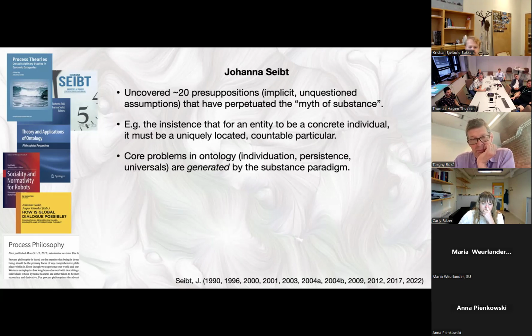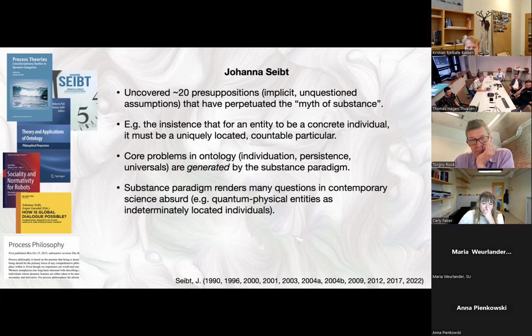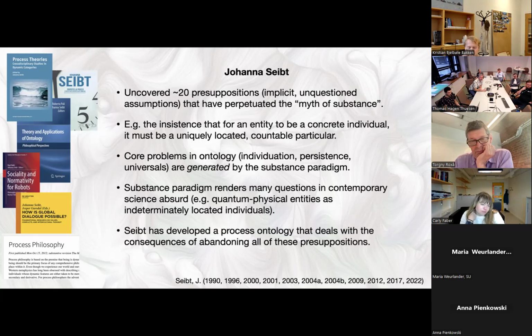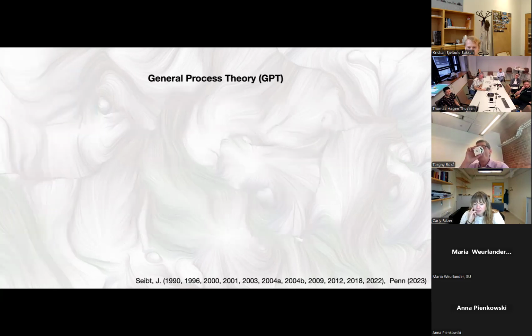And then she shows that the core problems in ontology, which also are problems for many sciences, are in fact generated by the substance paradigm. So these are problems that we don't need to have. And many questions in science are in fact rendered absurd because of this. She has then developed a process ontology that deals with the consequences of abandoning all of these presuppositions, which is some very exciting stuff. Her ontology is called general process theory.